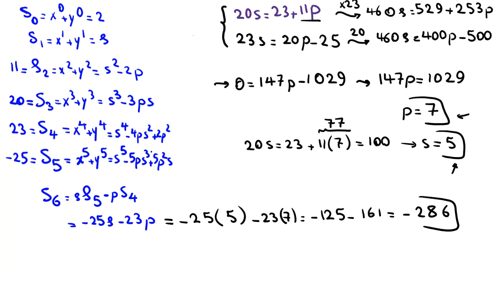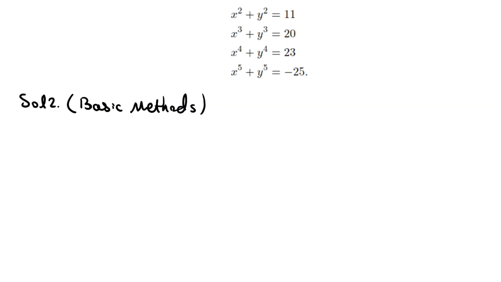Now we want to solve this problem with basic methods. Okay, here, solution number 2, we want to use only basic methods. So it is similar, but we don't use Newton's sums. x plus y is s, xy is equal to p. So here, x squared plus y squared, we have these things.